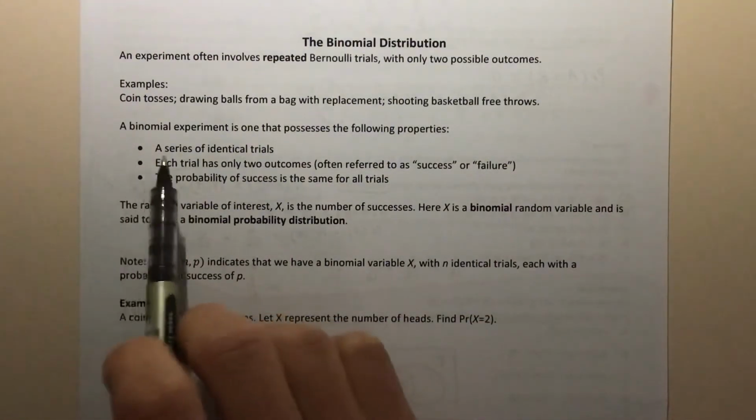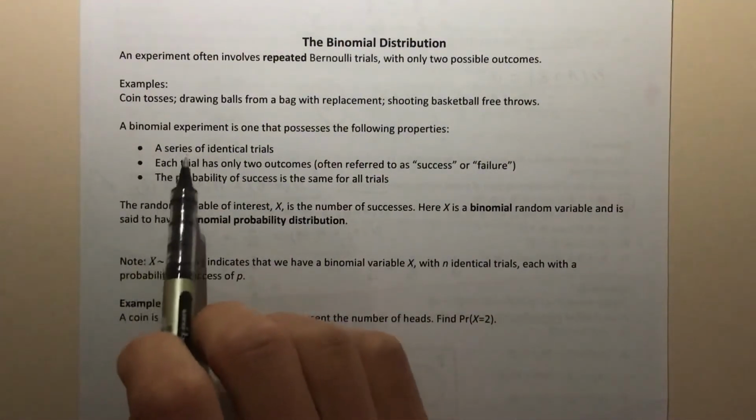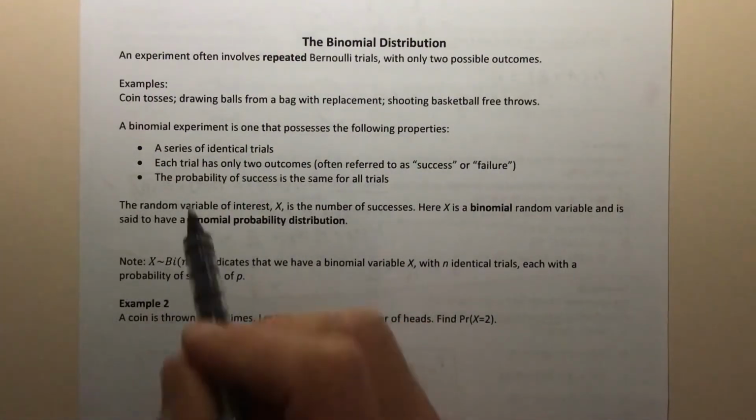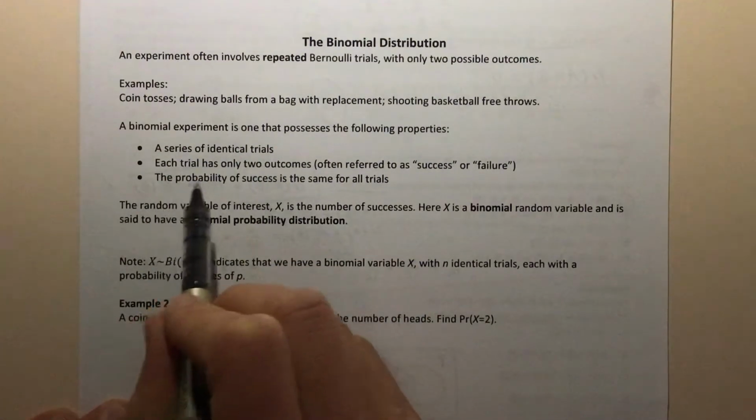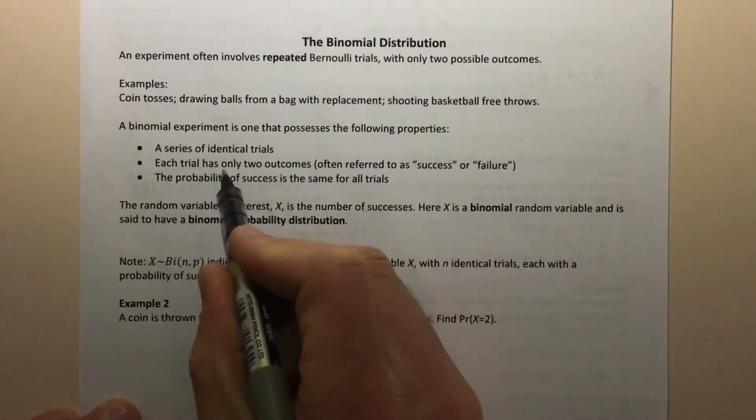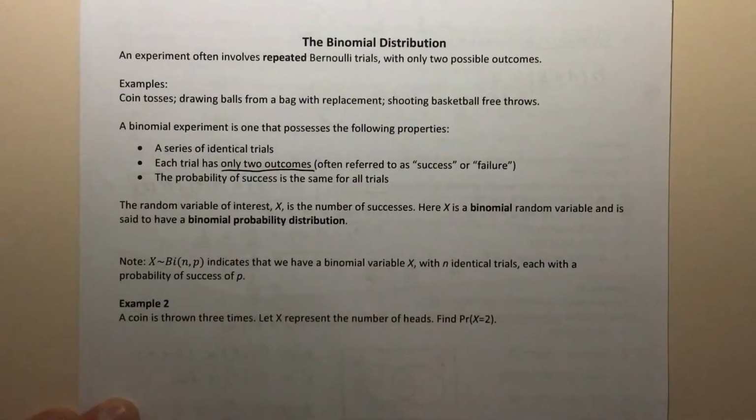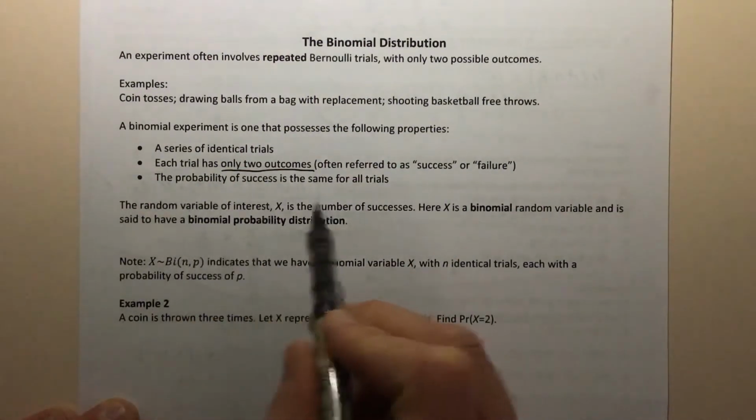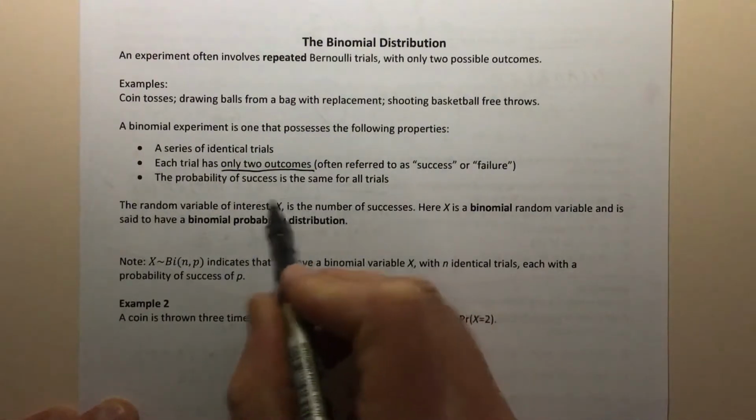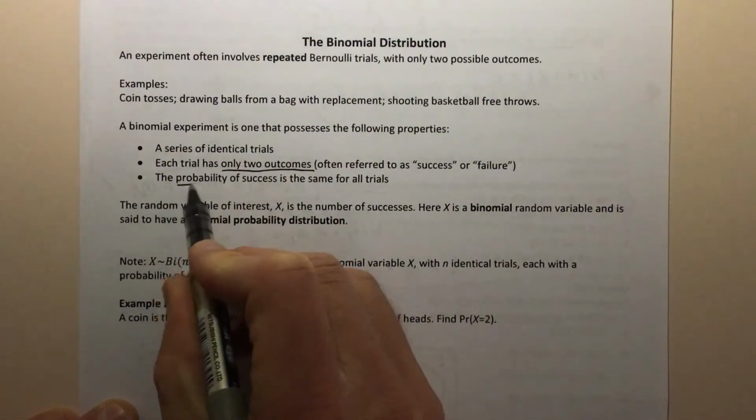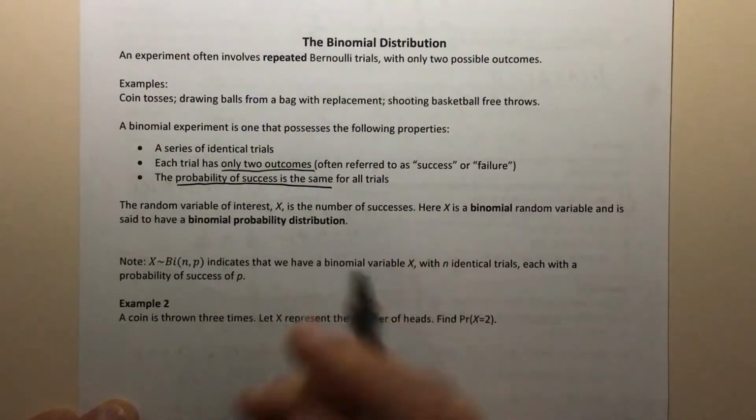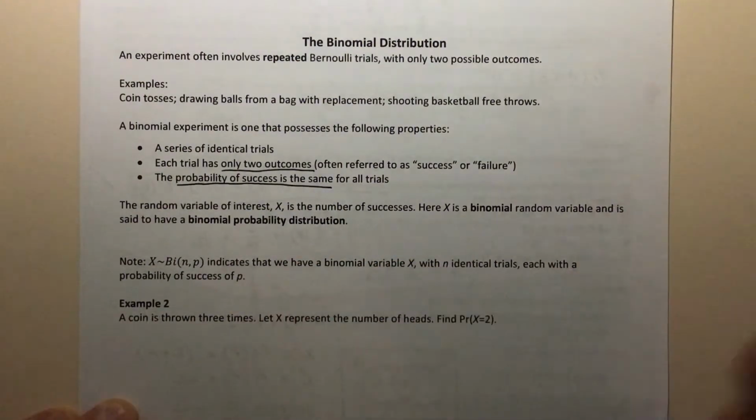And so, as we said, as a bit of a summary, a binomial experiment is one that has the following properties. A series of identical trials. Each trial has only two outcomes, right? We'll keep kind of emphasizing that, only two outcomes. And the probability of success is the same for all trials, right? So the probability of success stays the same. It's not a situation where the probability changes from one trial to the next.